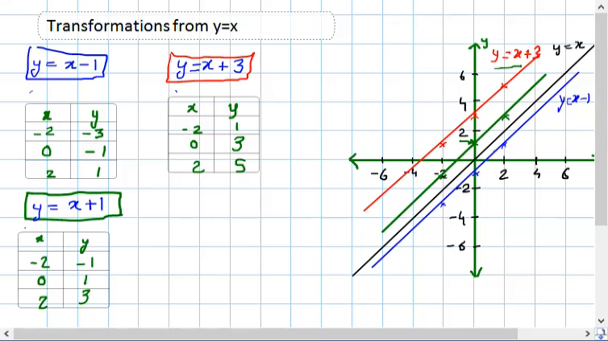So that means whatever number is being added to x or whatever number is being subtracted from x, that gives us the y-intercept. That is what it is called. Y-intercept is the point where the line intersects or meets the y-axis. So it's very clear here that whatever number is being added or subtracted from x, that is the y-intercept.